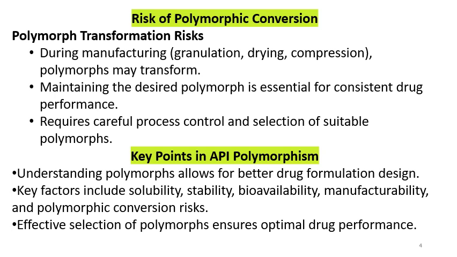So the key points in API polymorphism are: understanding polymorphism allows better drug formulation design. Key factors include solubility, stability, bioavailability, manufacturability, and the polymorphic conversion risk. So the polymorph should be retained in the manufacturing process and during stability. Effective selection of polymorphs ensures optimal drug performance.